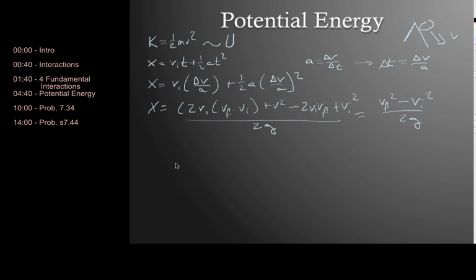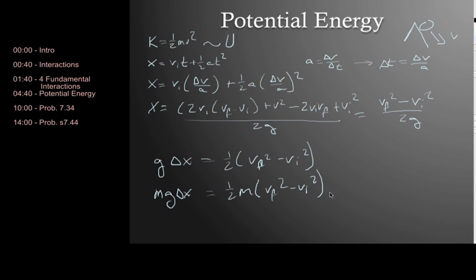g over to this side. And so what we're going to get is g delta x, this is how far it travels, is going to be 1/2 times v final squared minus v initial squared. So this looks a lot like kinetic energy. Here we have a v squared. All we're missing is this m. So let's stick that into both sides. So here we have mg delta x is going to be 1/2 m times v final squared minus v initial squared. So what this is actually is K final minus K initial.